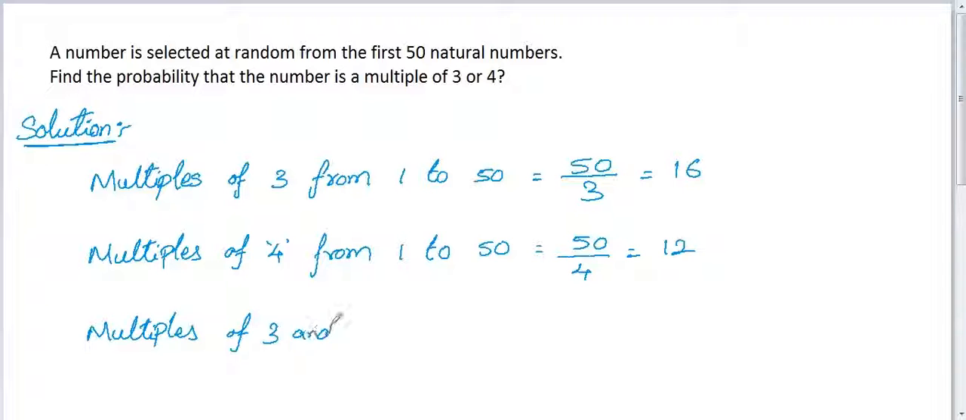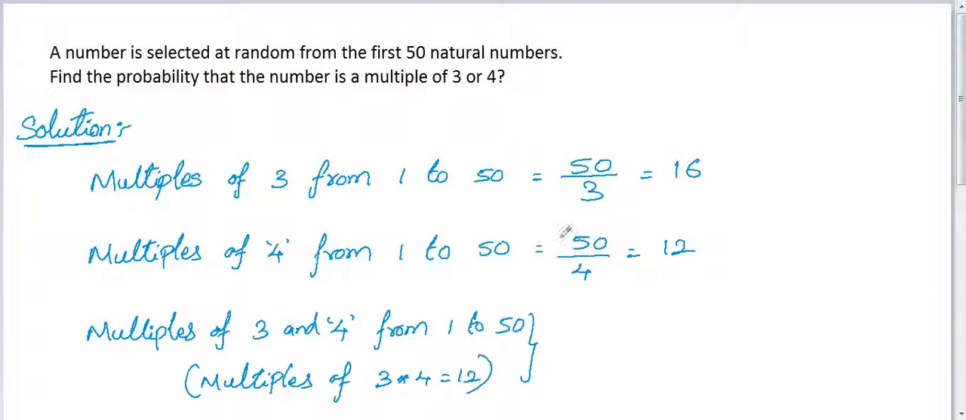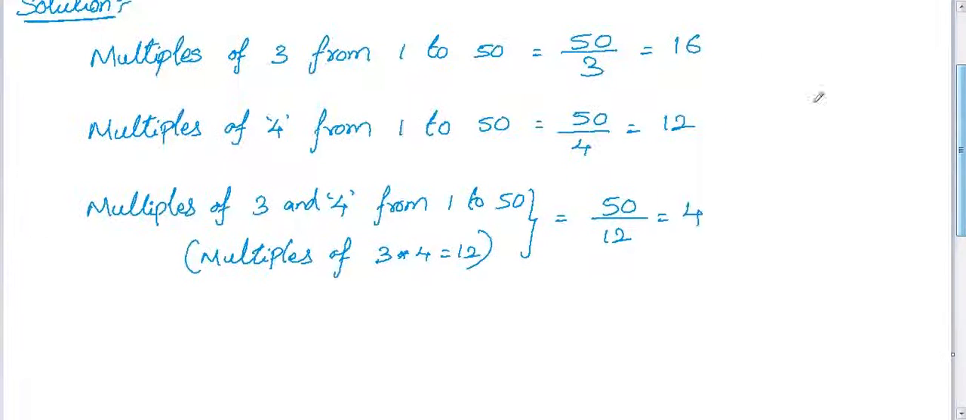Also write down the multiples of 3 and 4. The multiples of 3 and 4 is nothing but 3 times 4, so the multiples of 3 and 4 is 12. So write down the multiples of 12, which is 50 divided by 12. So we have 4 multiples of 3 and 4 from 1 to 50 natural numbers.